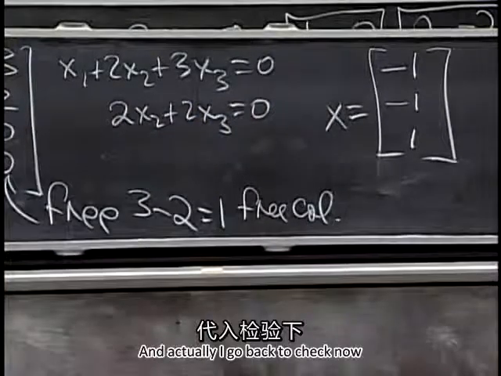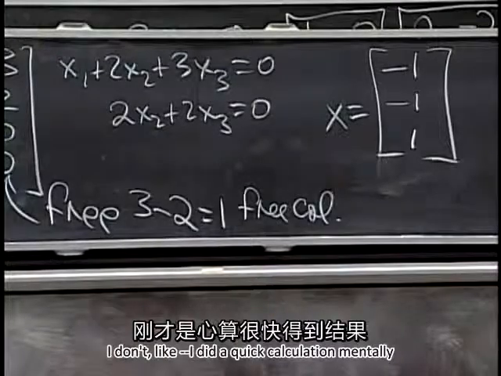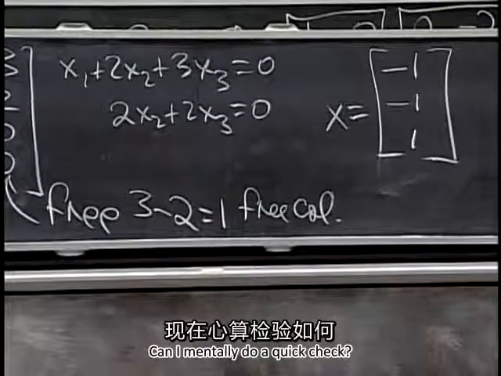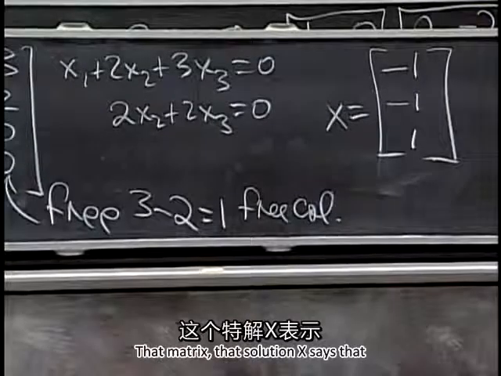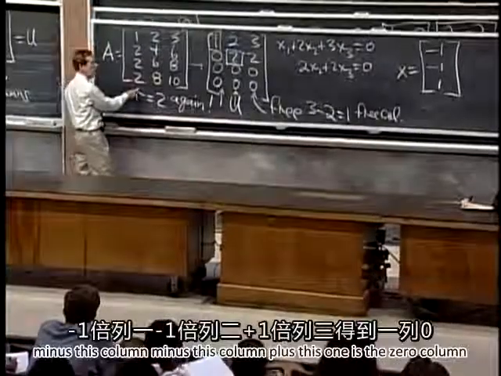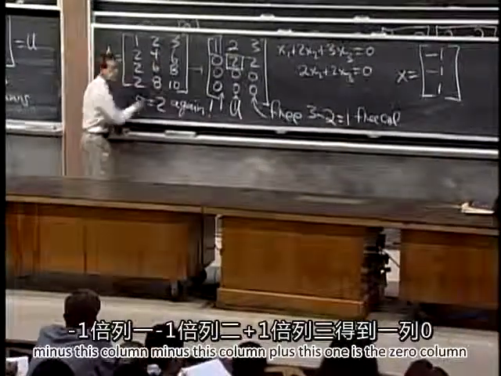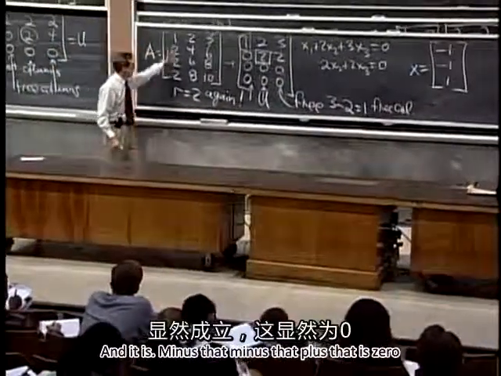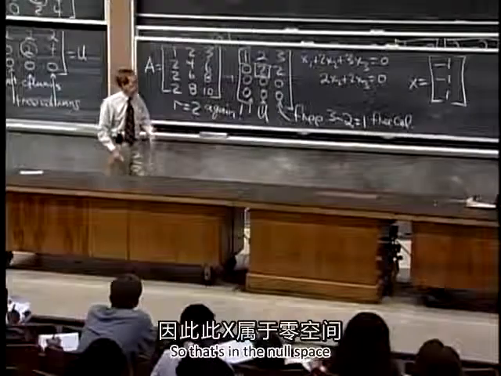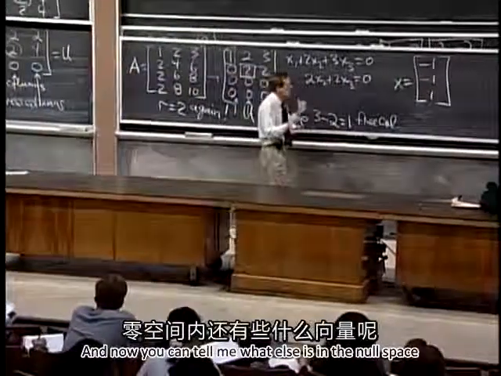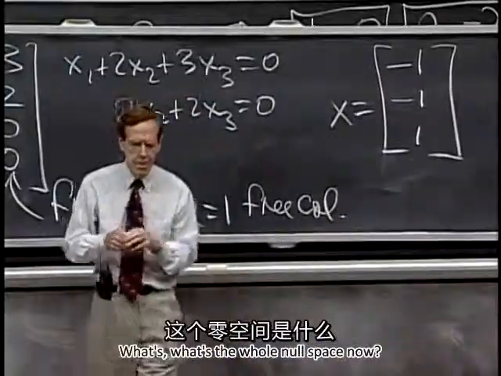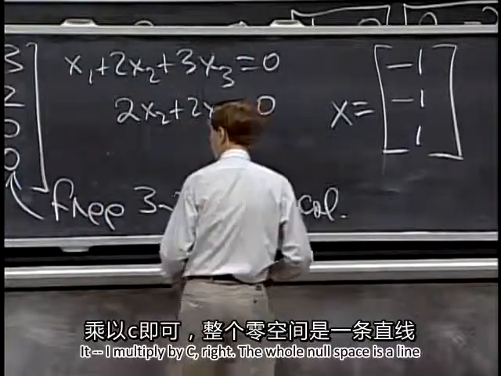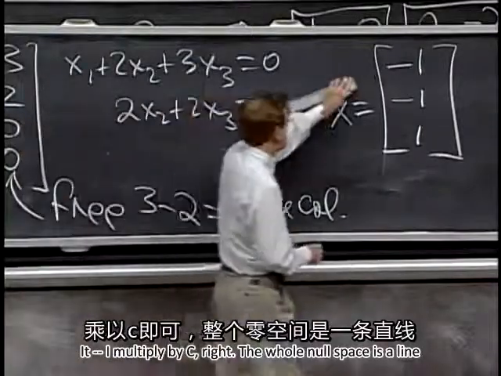And actually, I go back to check now. I did a quick calculation mentally. Can I mentally do a quick check? That solution X says that minus this column, plus this one is the 0 column. And it is. Minus that, plus that is 0. So that's in the null space. And now you can tell me what else is in the null space. What's the whole null space now? I multiply by C. Right. The whole null space is a line.